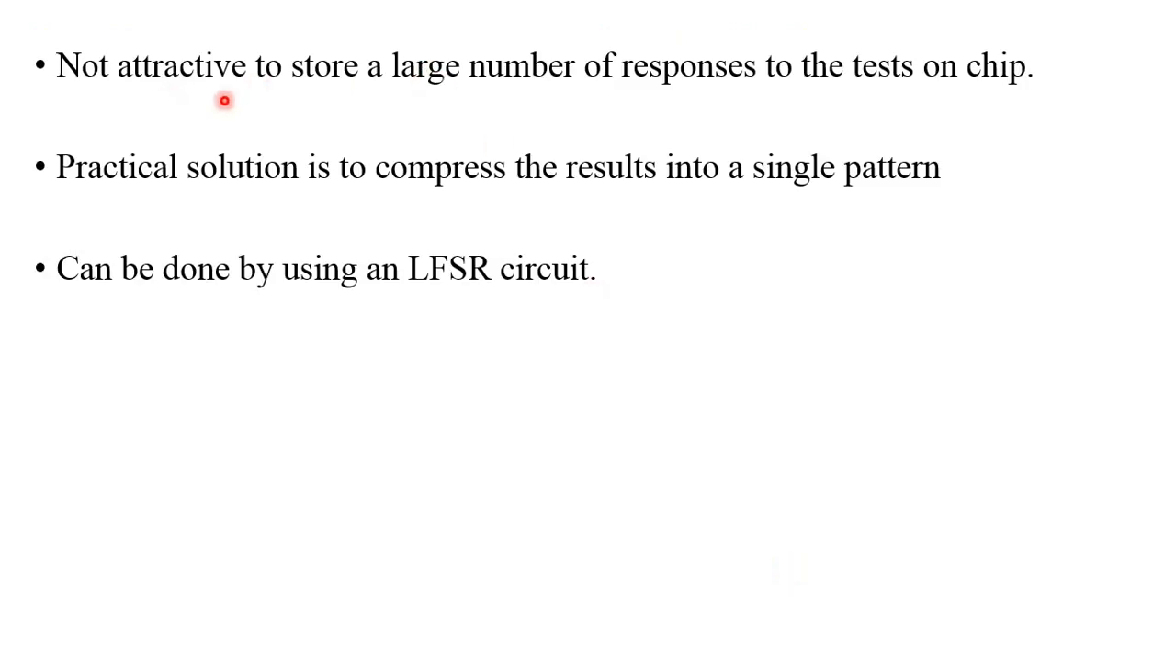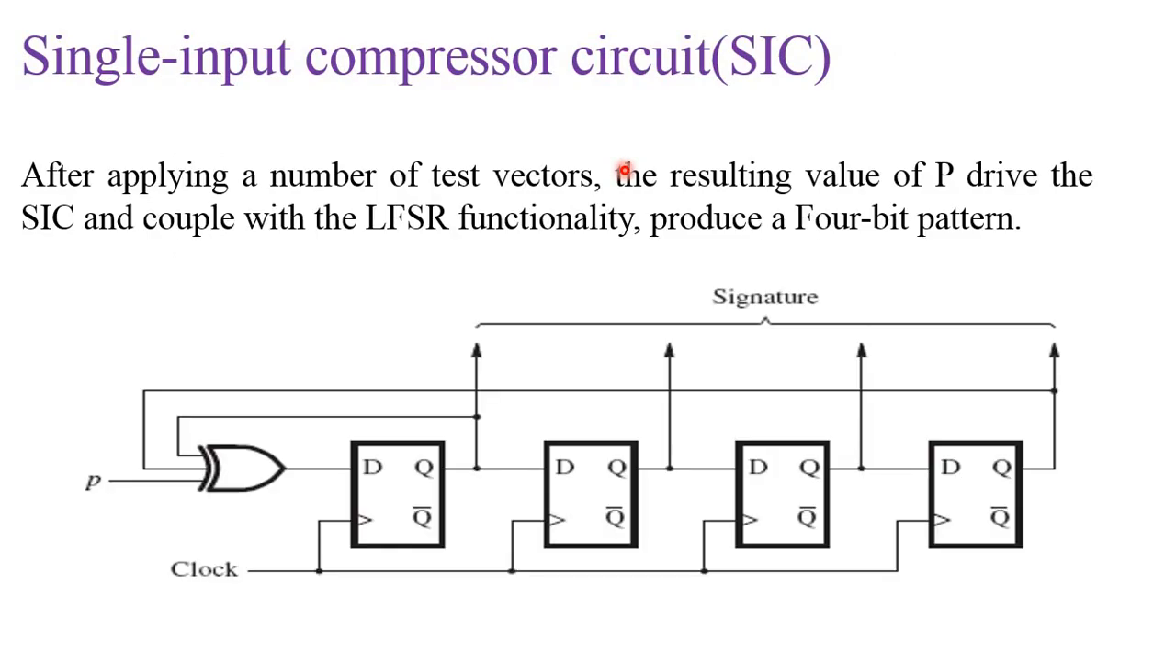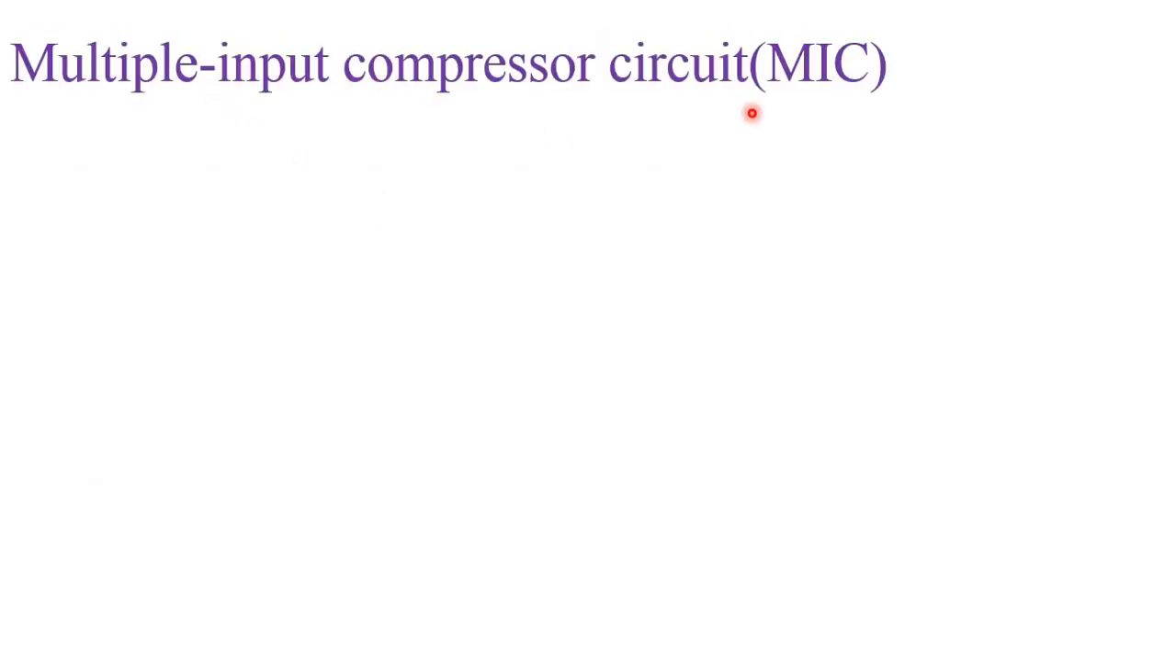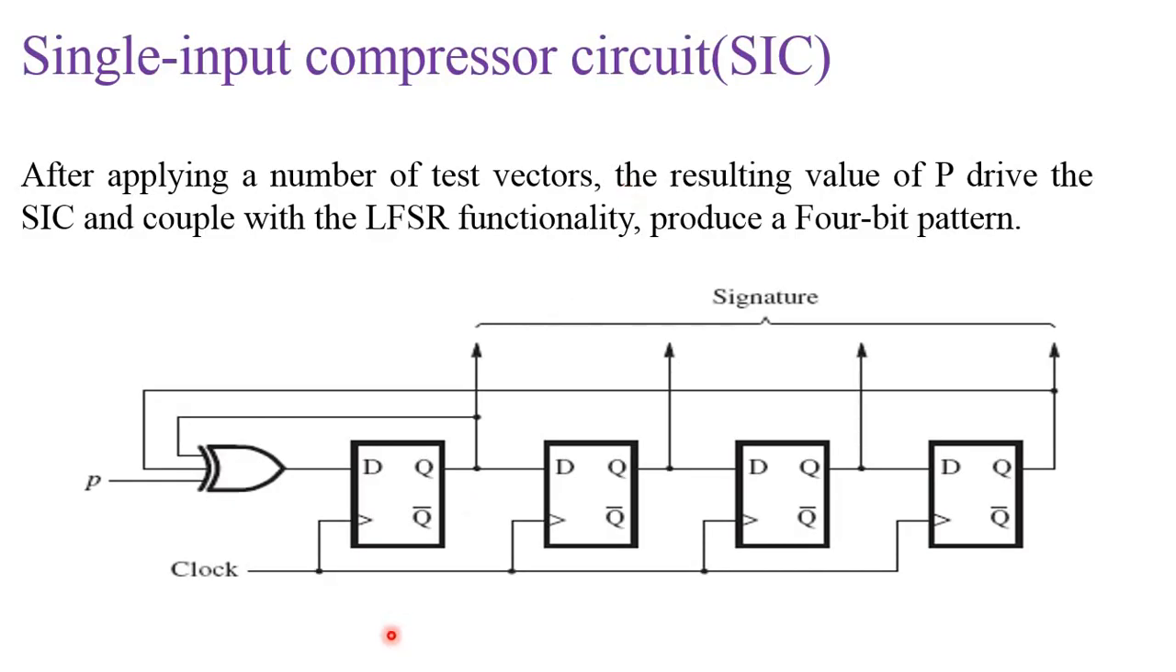What is circuit complexity? It is nothing but a large number of responses being present. To overcome the large number of responses, here we compress the test vector. After compressing the test vector, we can apply it. This type of compressor circuit is called a single input compressor circuit. And the second type is called a multiple input compressor circuit. In the single input one, we can apply only one vector at a time.